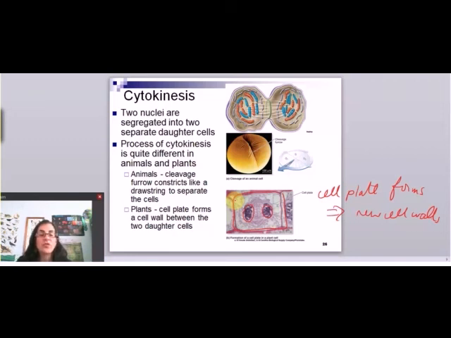And then when those chromosomes reach the edge of their side, they'll reform a nucleus. And so now you have 2 new nuclei. And cytokinesis, either by a cleavage furrow or a cell plate, will turn that into 2 new cells. And so that's how we get from 1 cell to 2 cells.